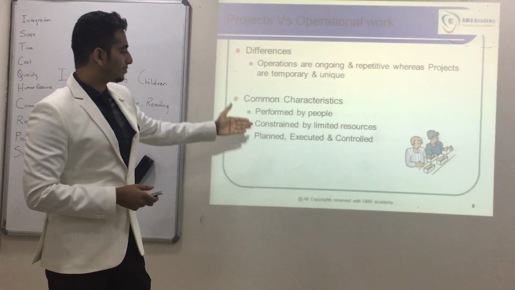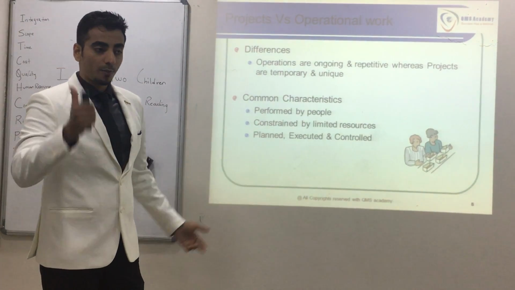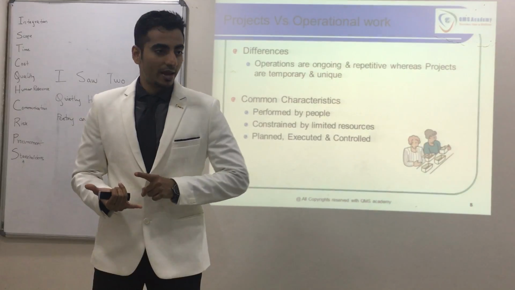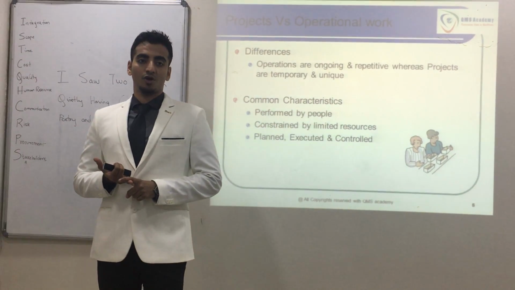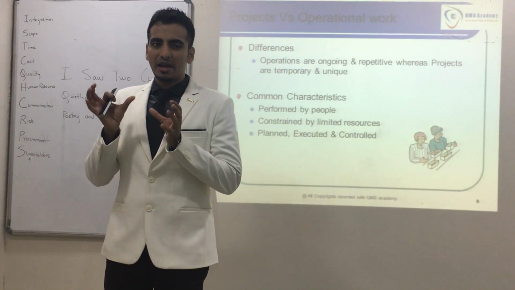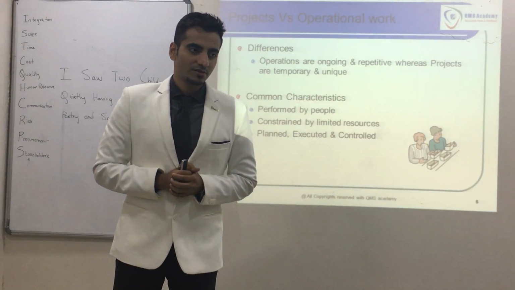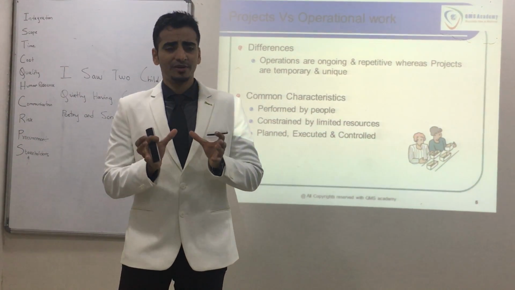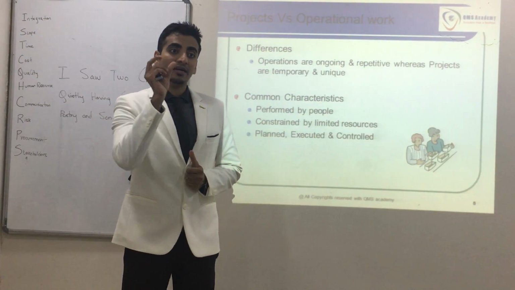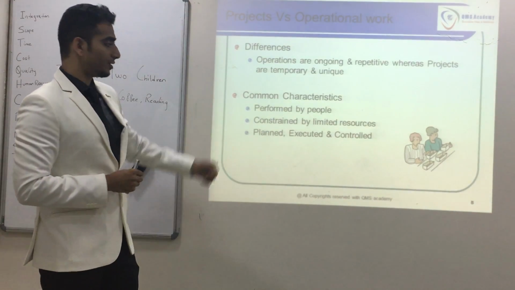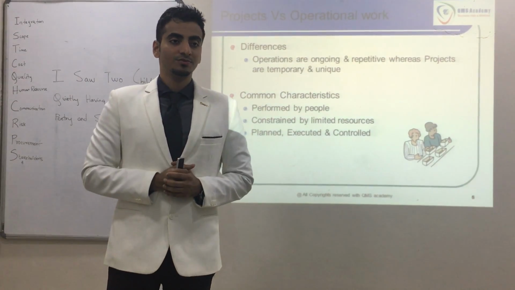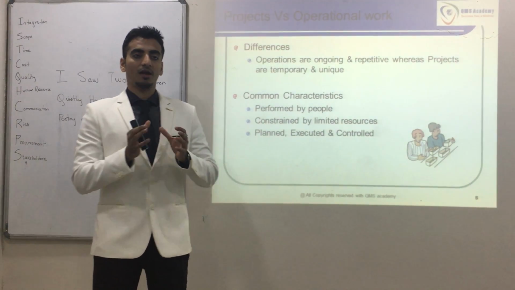Now what are these characteristics? First, projects and operations both need people. Without people, without resources, neither can I make a project nor can I successfully deliver operations. Second, we say projects and operations both are constrained by limited resources. For a project as well as for operations, I always have limited resources given by my sponsor, and I have to manage my project or operations within those limited resources. And third, both my projects and my operations are planned, they are executed, and they are controlled.